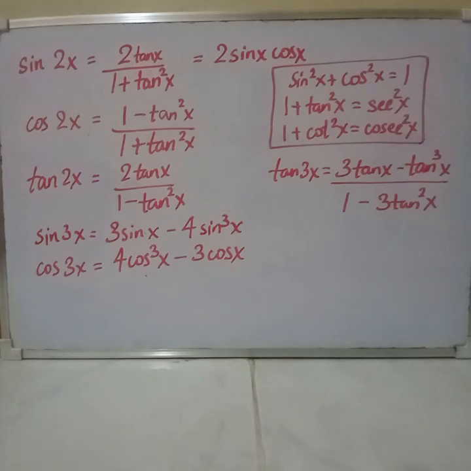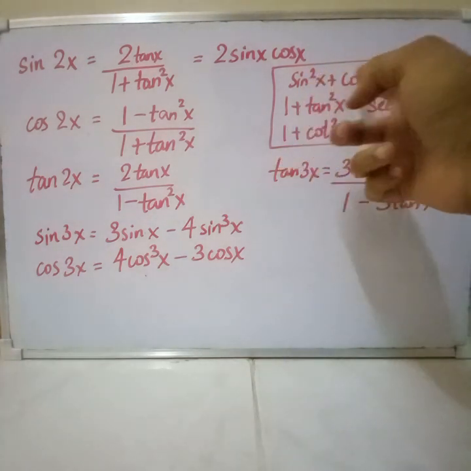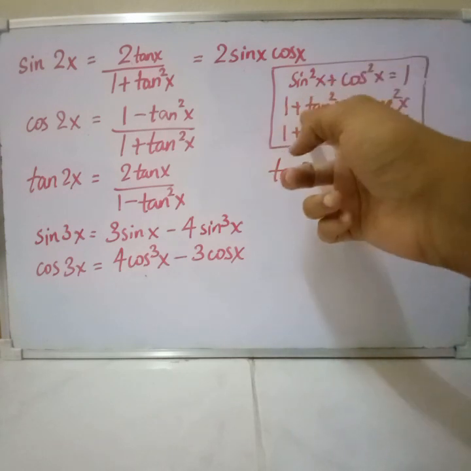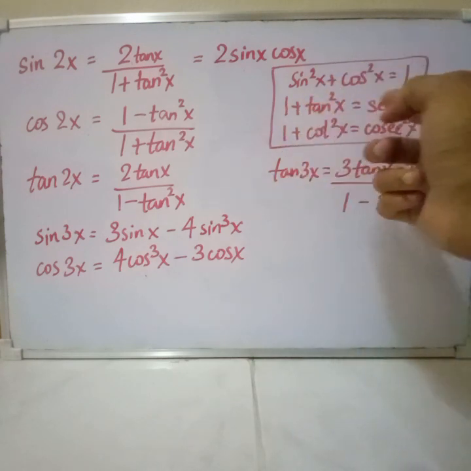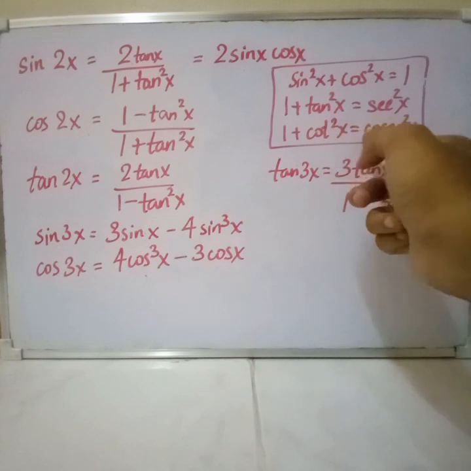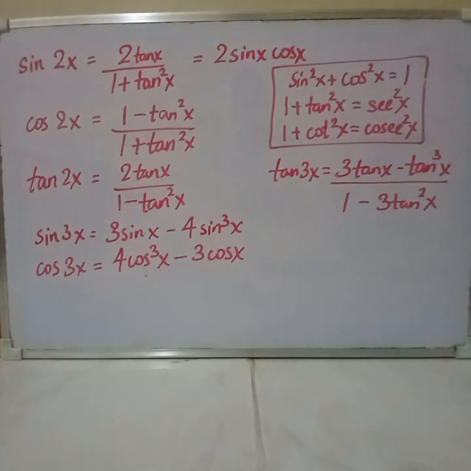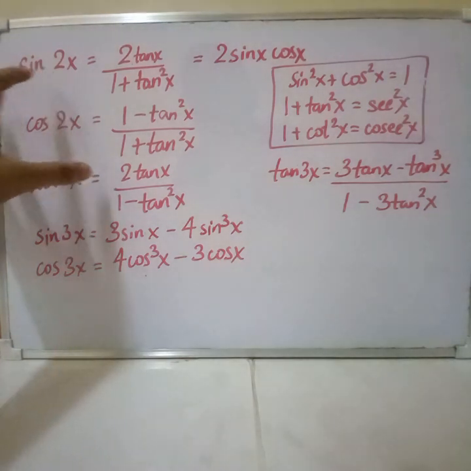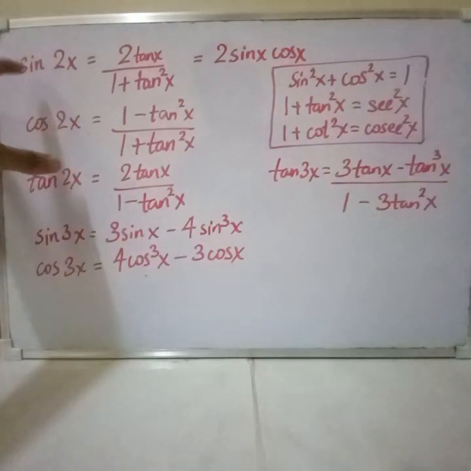Here we are having some trigonometric formulas which we'll be using for solving some of the questions. So these are the three basic formulas: sine squared x plus cos squared x equals 1, 1 plus tan squared x equals sec squared x, and 1 plus cot squared x equals cosec squared x. So these are the basic formulas. Apart from that, we also have these kinds of formulas.